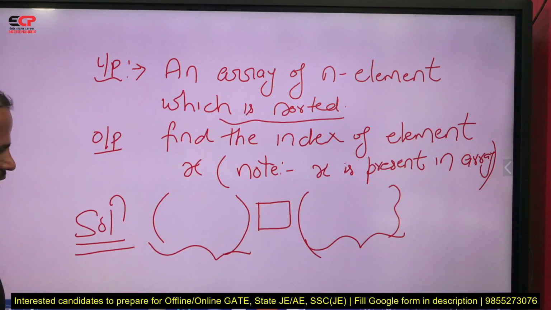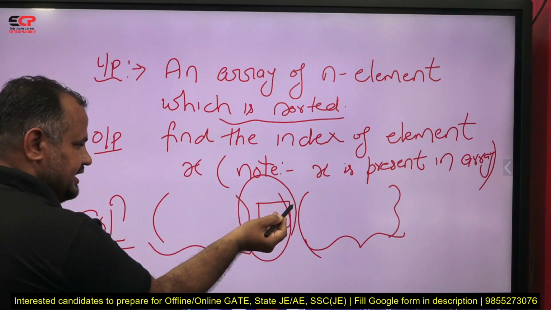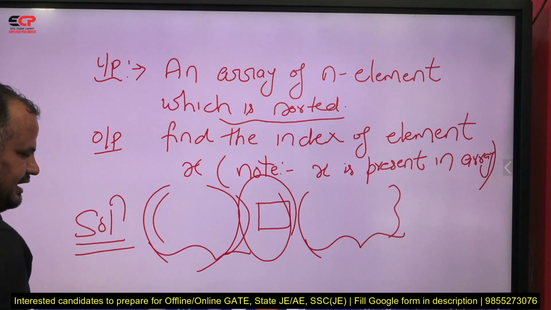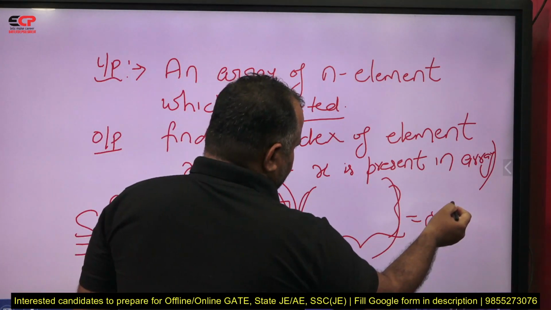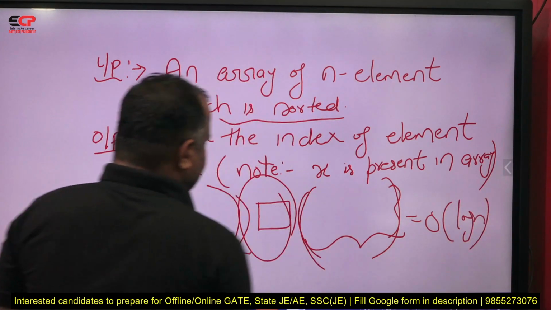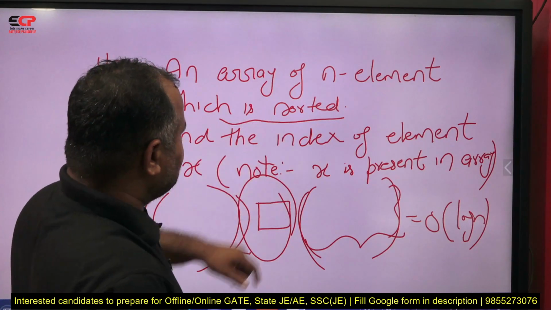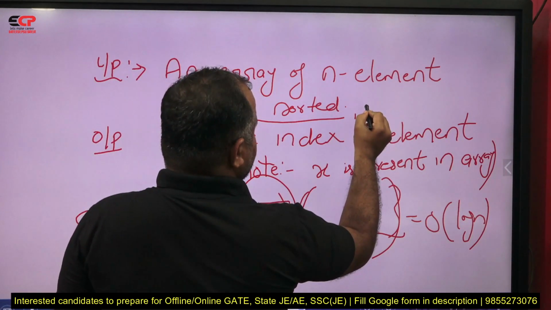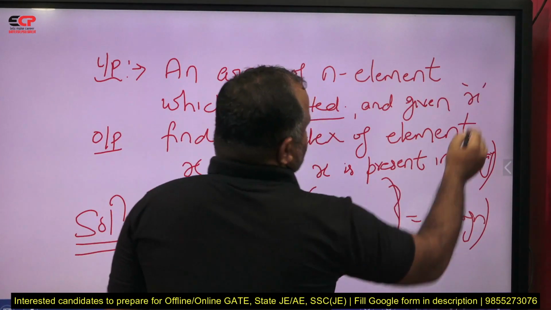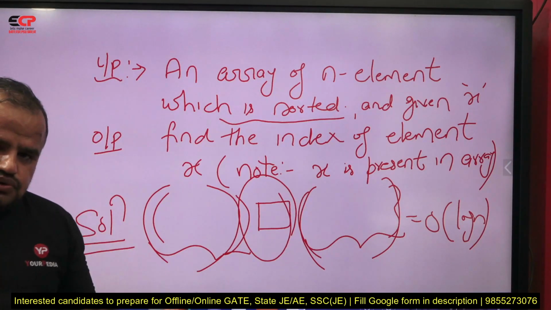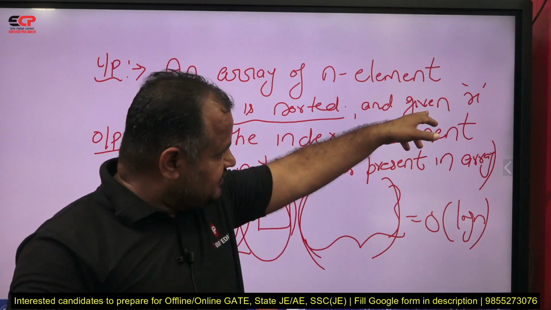Keep in mind, if my element is not the middle element, then I am able to take a decision that either I have to go on the left sub part or on the right sub part. So it will take log n time, because that element is present and that is given to us. The x element, an array of n elements which is sorted, and a given target element x. The point is, the element which you want to search is given to you.